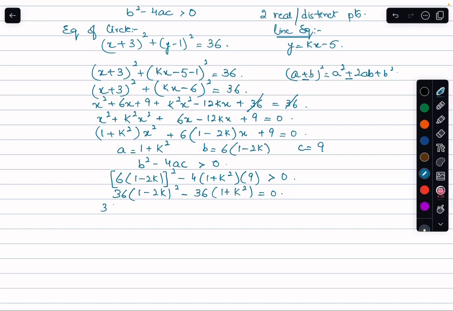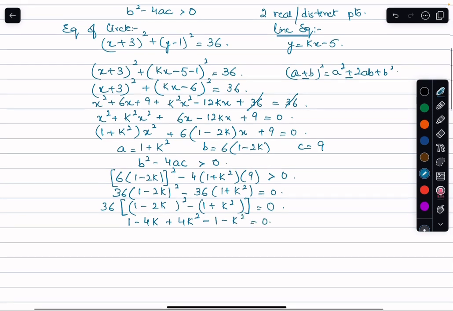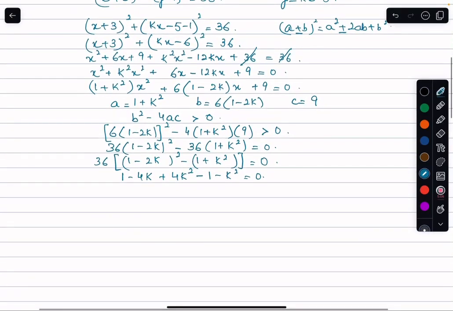So 36 can be taken common. I will be left with (1 − 2k)² − (1 + k²), and this shall be greater than 0. 36 gets eliminated. I will be left here with 1 − 4k + 4k² − 1 − k², which should be compared with 0. So this gives me 4k² − k², that gives me 3k², and −4k, and 1 and −1 also get cancelled.